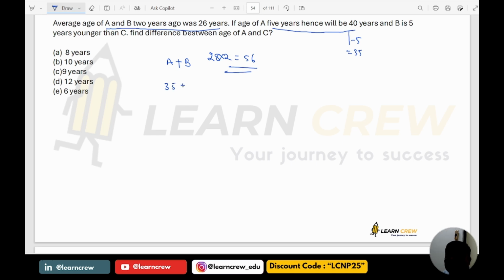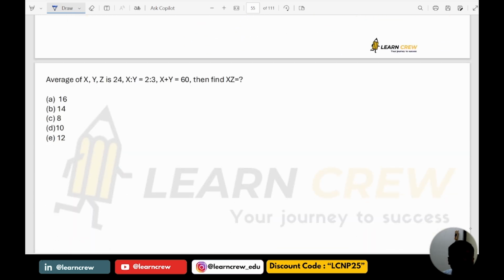Okay, so from this you can say B is 21, and B is 5 years younger than C. So C would be how much? 26. Find the difference between A and C: 35 and 26, the difference is 9. So the answer is 9 years. Next.